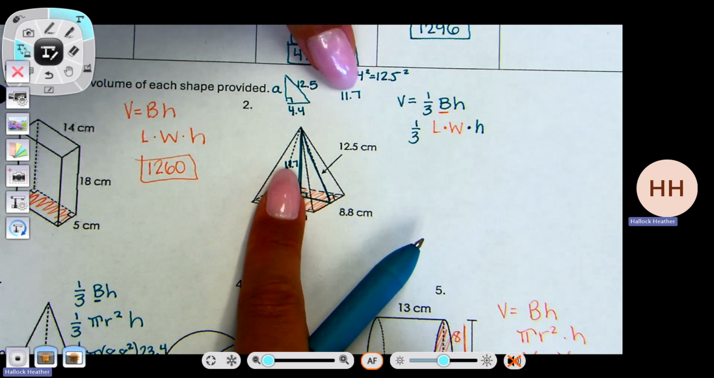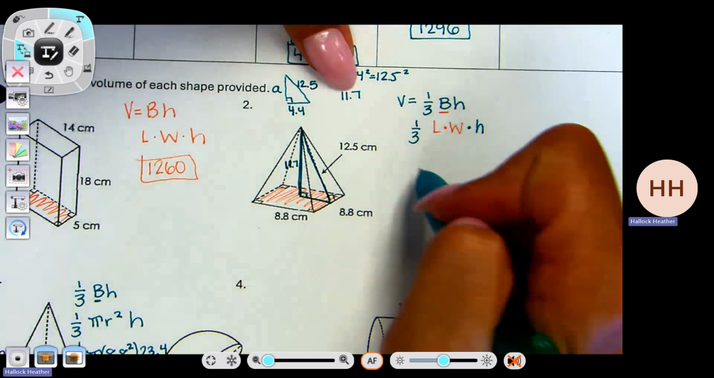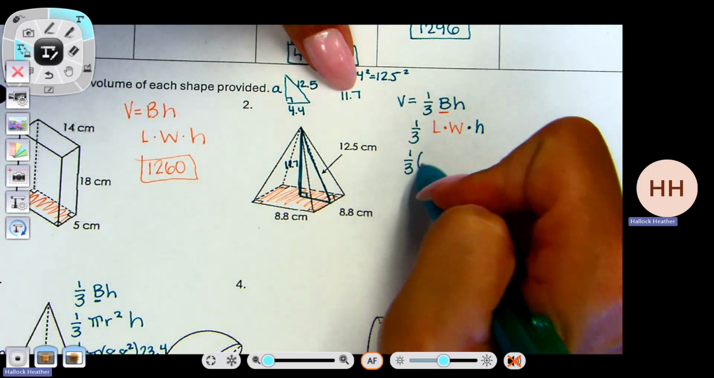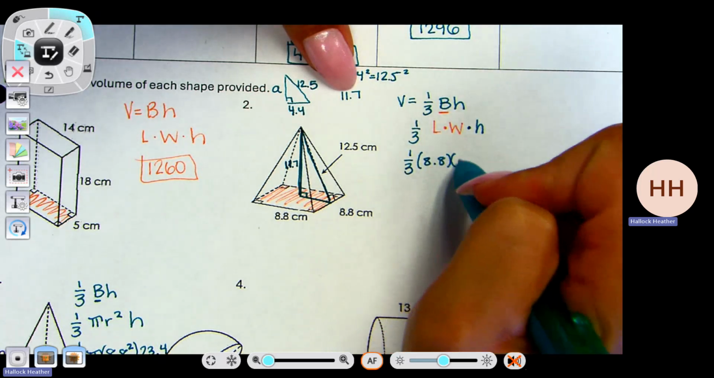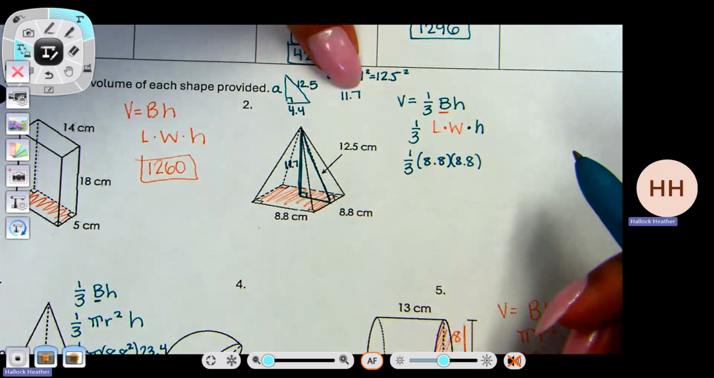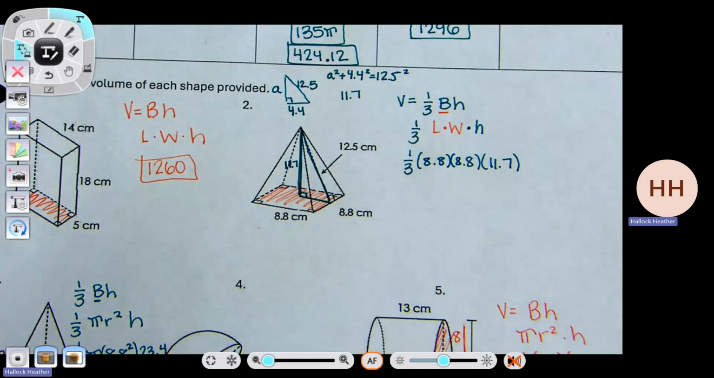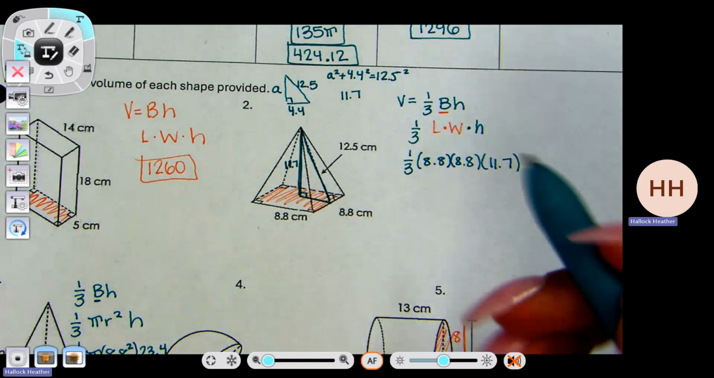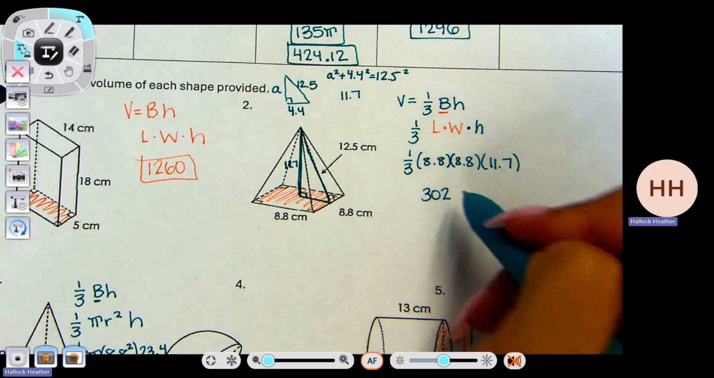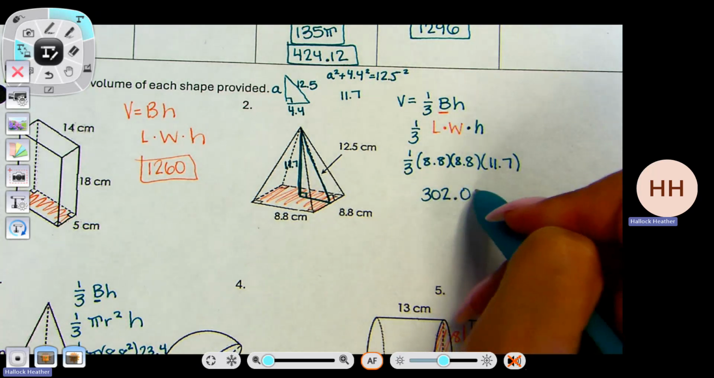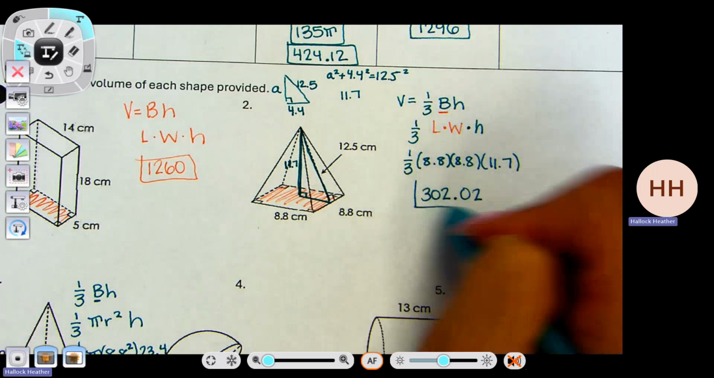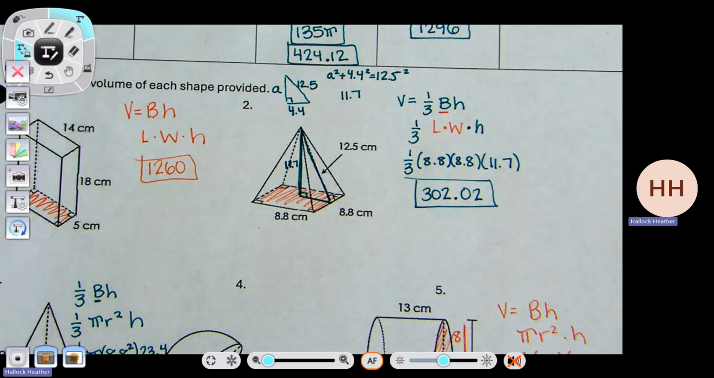So now that we actually have the height, I'm going to use the length and the width from the base. My length and my width are the same because it's a square. So 8.8 times 8.8. My height is not 12.5, it's 11.7. So you're just going to multiply them and then multiply by 1/3. You have to type the ABC in. Just use the fraction button so you don't get confused.